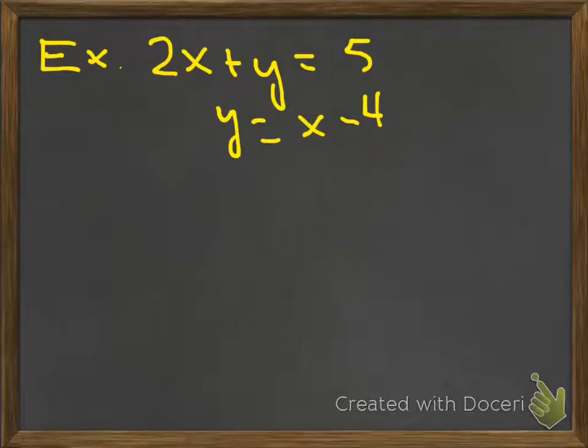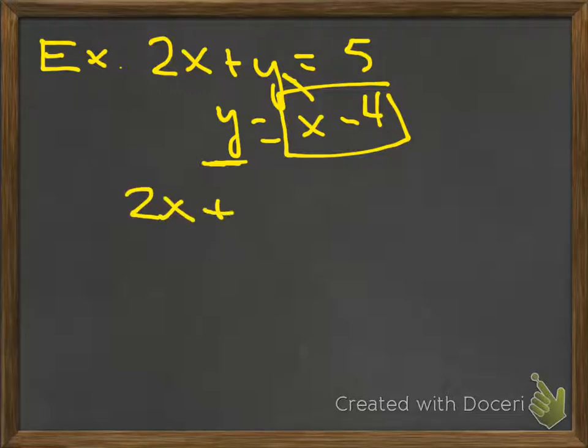Alright, so here I have an example that says 2x plus y equals 5 and y equals x minus 4. The idea with substitution is that I'm looking for the variable that is all by itself. In the second equation, y is all by itself. So I'm going to take what y is equal to, x minus 4, and put it into the first equation in place of the y. So you would have 2x plus, and now instead of the y, I'm going to put x minus 4.